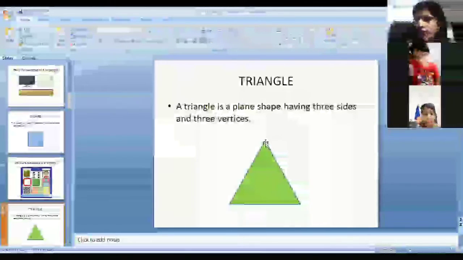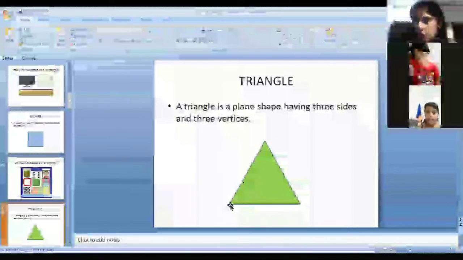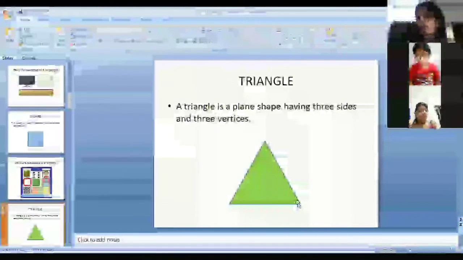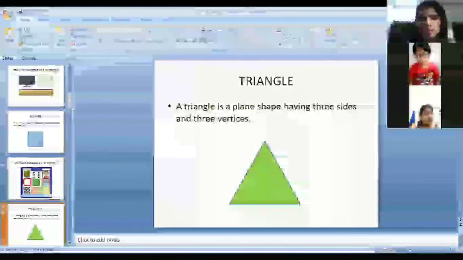Let us count the vertices. 1, these corners, 2, and this 3. Okay. So it has got 3 sides and 3 vertices.